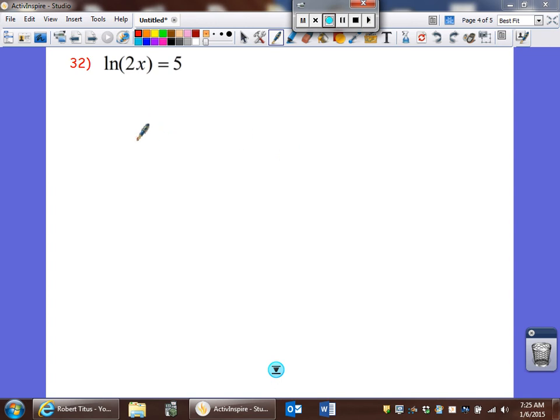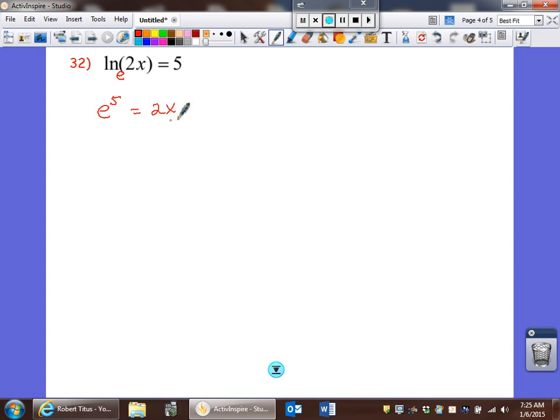Alright, so in this particular problem, since there's a log on one side, in particular a natural log, and there is no natural log on the other side, we're just going to change from logarithmic form to exponential form to solve this problem. A natural log has a base of e. That means in exponential form, e is the base. The exponent is always by itself on the other side of the equal sign, which is 5, and it's equal to the argument, which in this case is 2x.